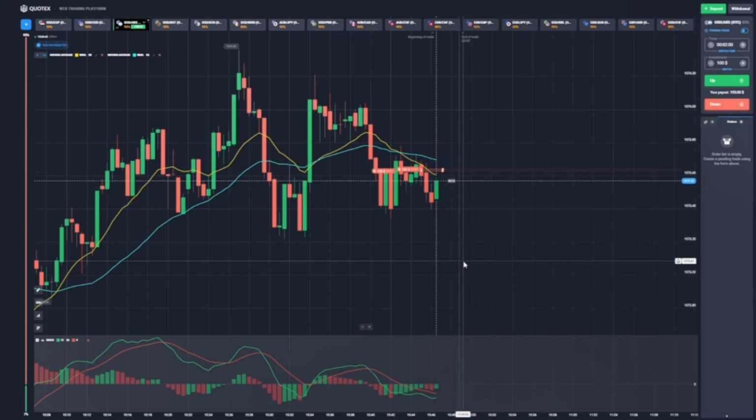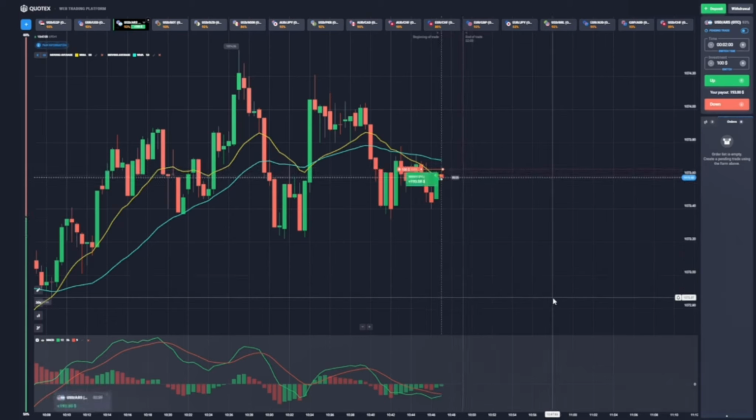When the moving averages cross downward and the MACD indicator has a small momentum upward, we take sell trades. We made profit here, great.